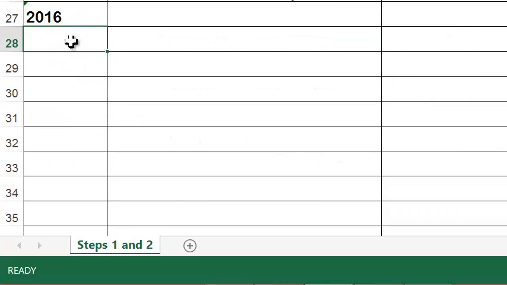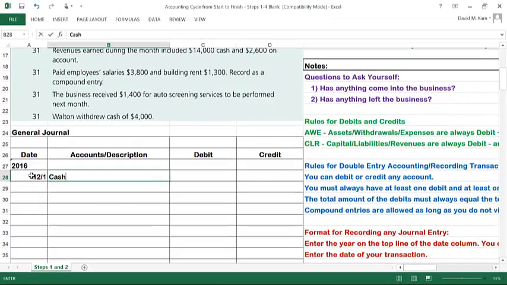Okay, so we know we're going to put the date here as 12/1. Let's think about this. Cash has come in, that's an asset. So if we want to increase an asset, we will debit it. So we'll debit our cash. That was for $55,000. And then the owner made an investment. Anytime the owner makes an investment into his or her business, you will always credit and increase the owner's capital account. So we will indent our credit here. We'll put Walton Capital.